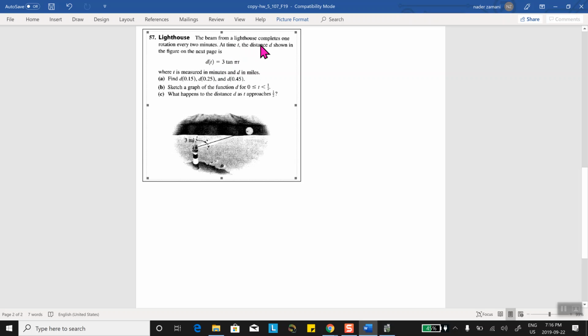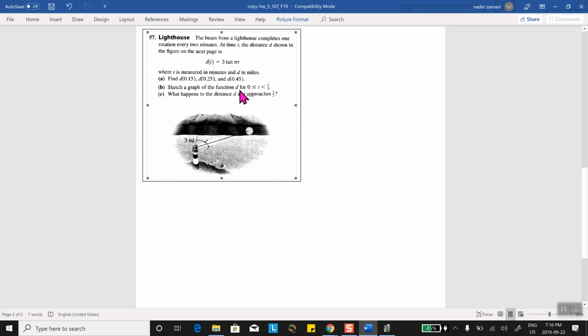The distance at the time t, the distance d, and I think the distance d is right here. This is the distance, which unfortunately we cannot read from the copier. Okay, so this is the d. This is your 3. So we have a right triangle here. This is 3, and this is d, and this is the angle that it sweeps. It's given by that expression.